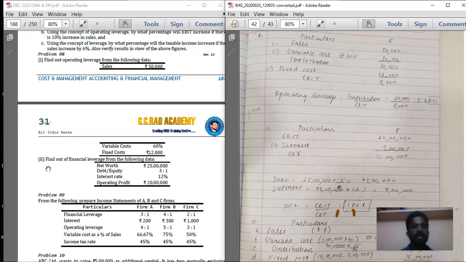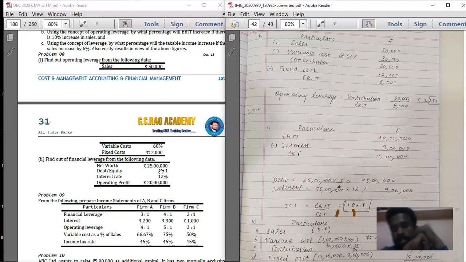Financial leverage is EBIT divided by EBT. EBIT minus interest, you will get EBT. So EBIT divided by EBT is financial leverage. First, we should calculate what is EBIT. Operating profit they have given, and that operating profit is nothing but earning before interest and tax. Interest is 12% on the debt fund. Debt to equity is 3:1, and 25 lakhs is net worth. So we calculate the debt, then multiply by the interest rate of 12%. That will be the interest. If you deduct interest from EBIT, you will get EBT. So EBIT divided by EBT will be the degree of financial leverage.